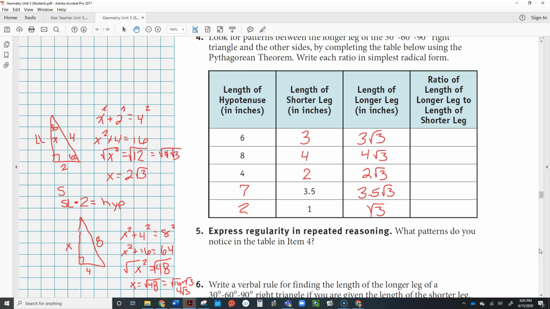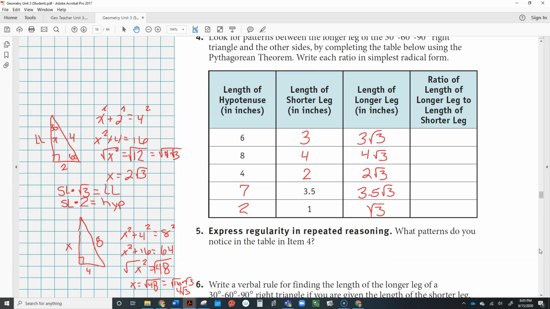You take the short leg and you multiply it times the square root of 3, and that's equal to the long leg. So notice that you have to know the short leg. The short leg is what you have to know in order to figure out the hypotenuse, in order to figure out the long leg. The short leg is the one that we use in the formula.